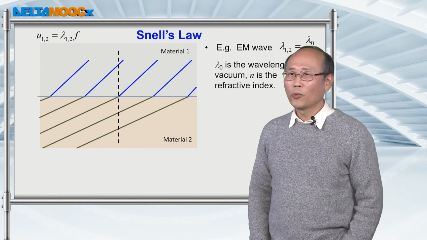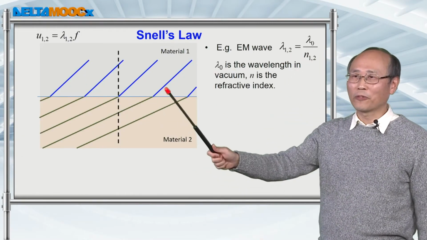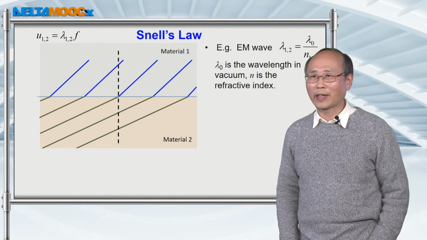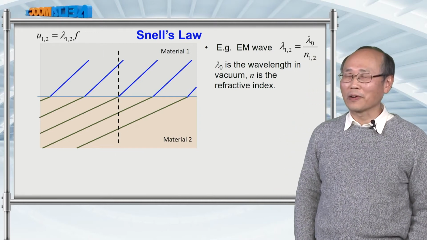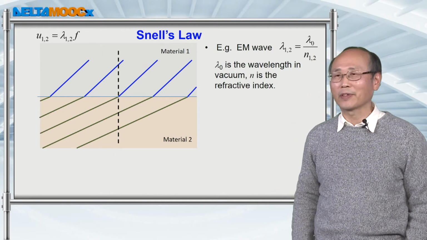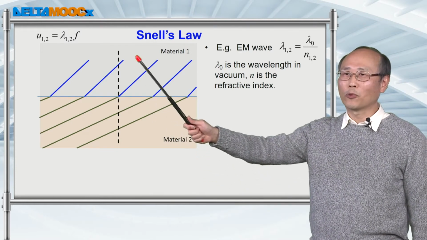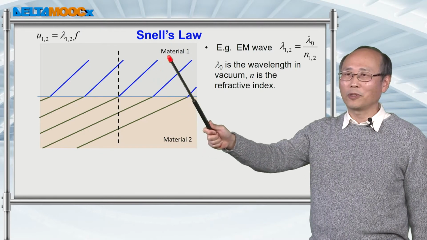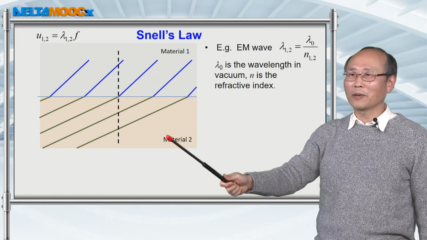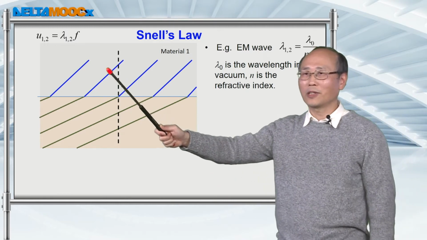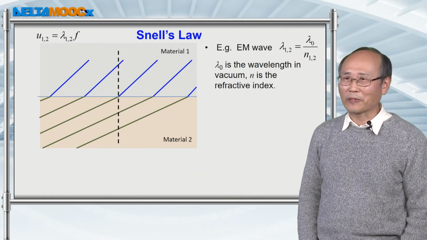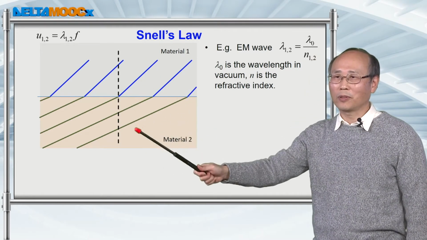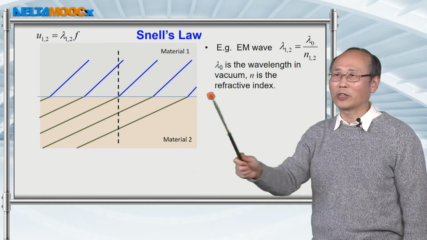Now, I want to see the importance of the wavefront. I want to emphasize that a wave always has a wavefront. Without a wavefront, a wave cannot be called a wave. So imagine that you have a wave incident on this boundary, which is the boundary between two materials, material 1, material 2. And because these two materials will allow the wave to propagate at different speeds, the wavelengths inside these two materials will be in general different.